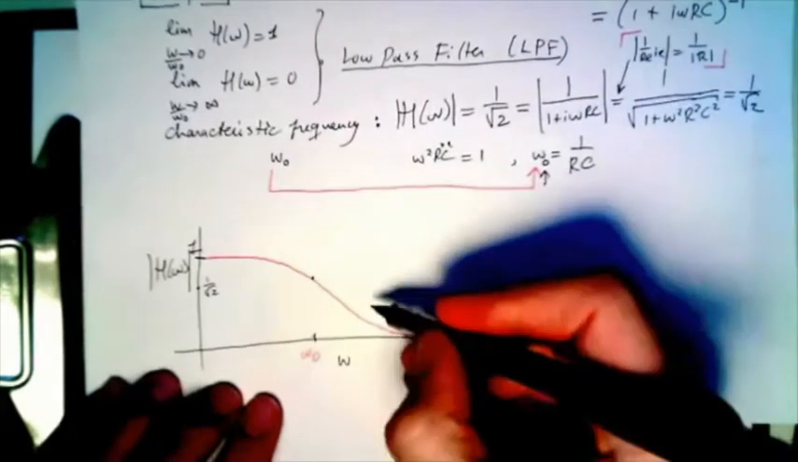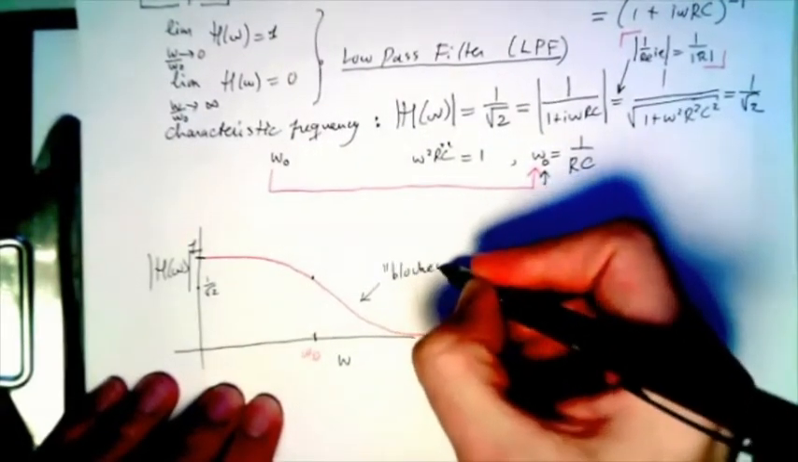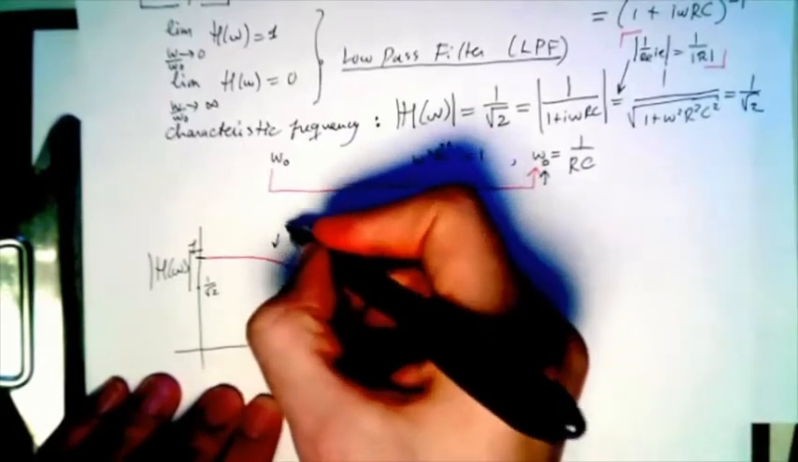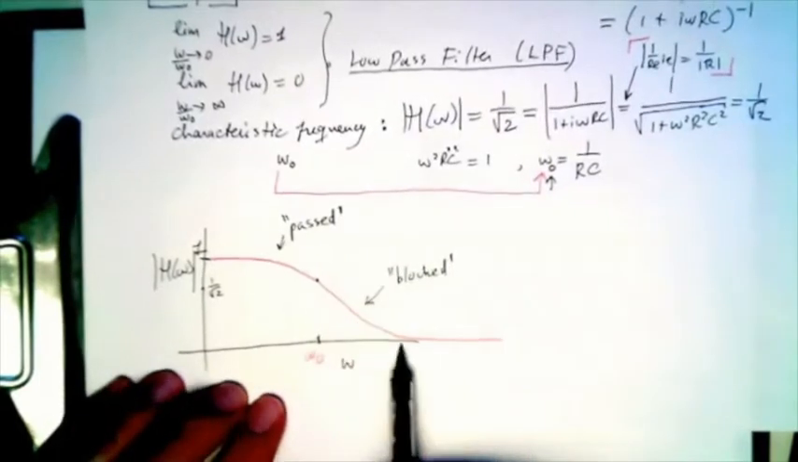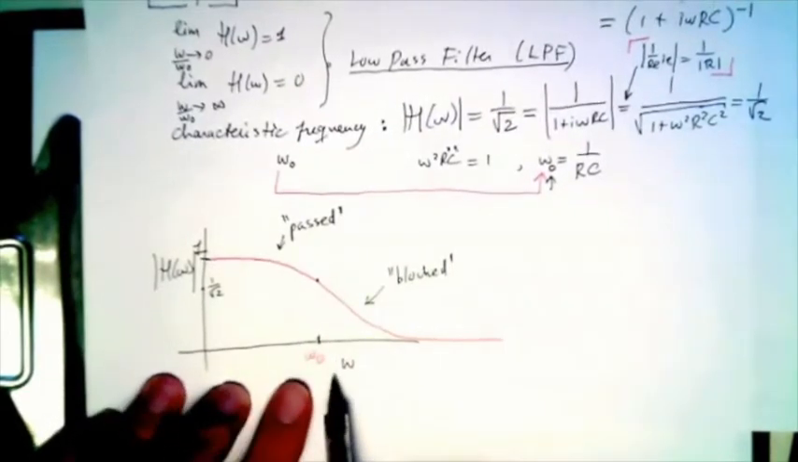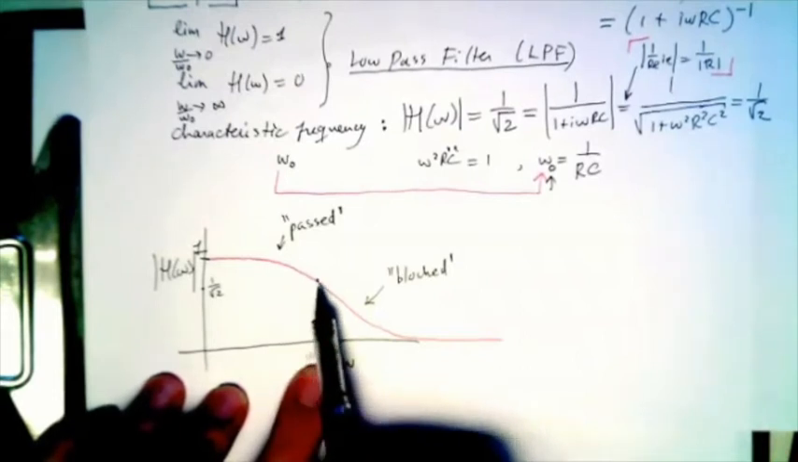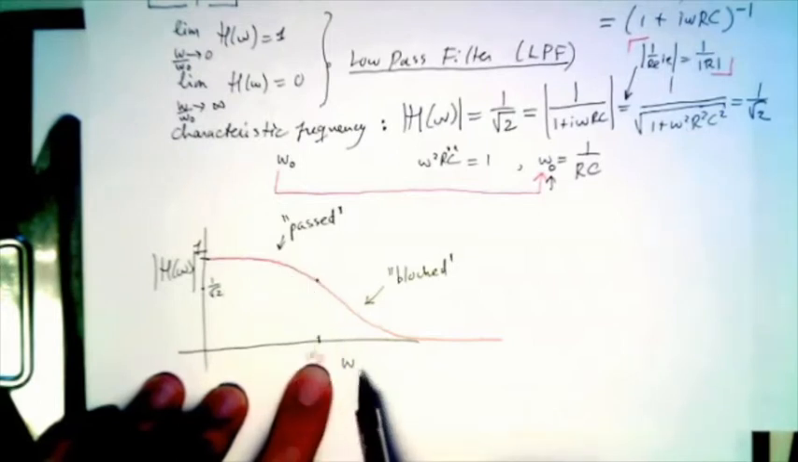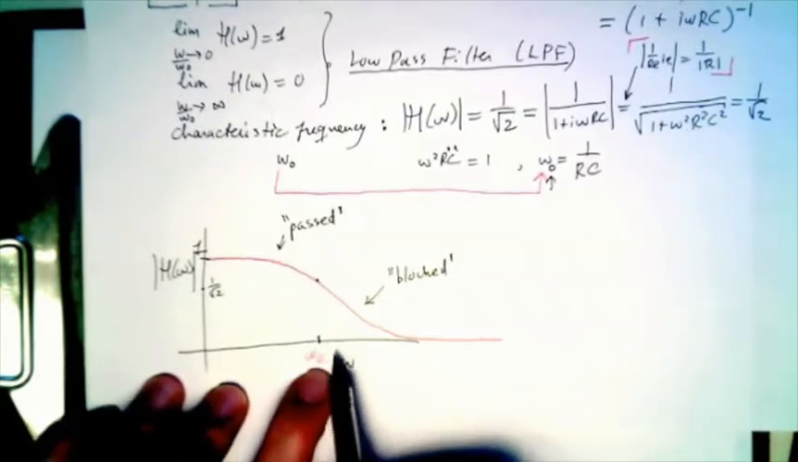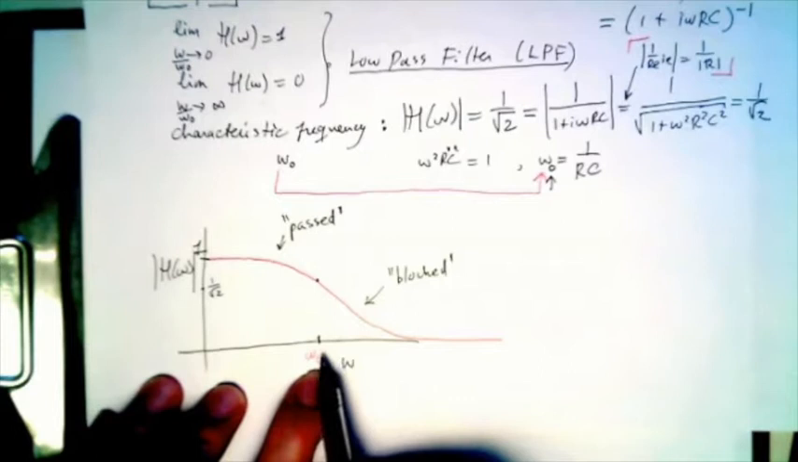So we're saying it's blocked, and this is passed. Now you see this transition is not very sharp, so we can say anything below omega naught is passed, but that's not really true because there's still stuff that's being attenuated if you get close to this. And if you're right above that frequency, you could say this is blocked, but it's really not. I mean, it's attenuated, but not by much.